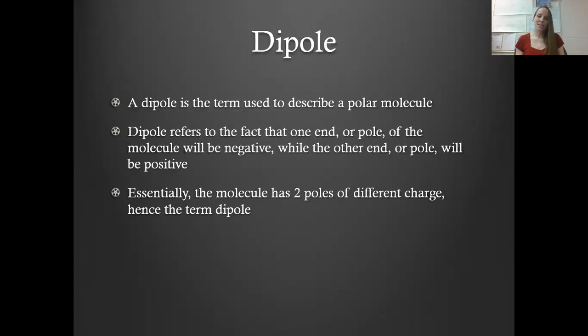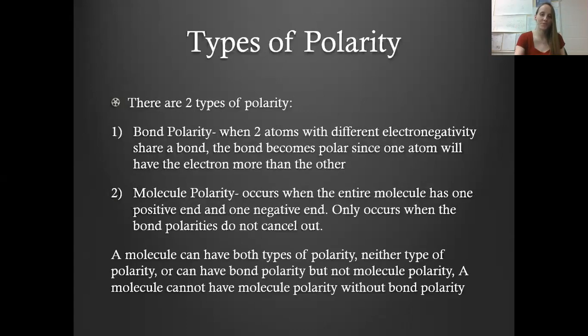A dipole is just a term used to describe a polar molecule. When you have that one end or pole that is slightly positive and the other one that's slightly negative, then you're essentially saying that your molecule has two poles of different charges, and that's where the name dipole comes from. So a dipole is just a molecule that is polar.